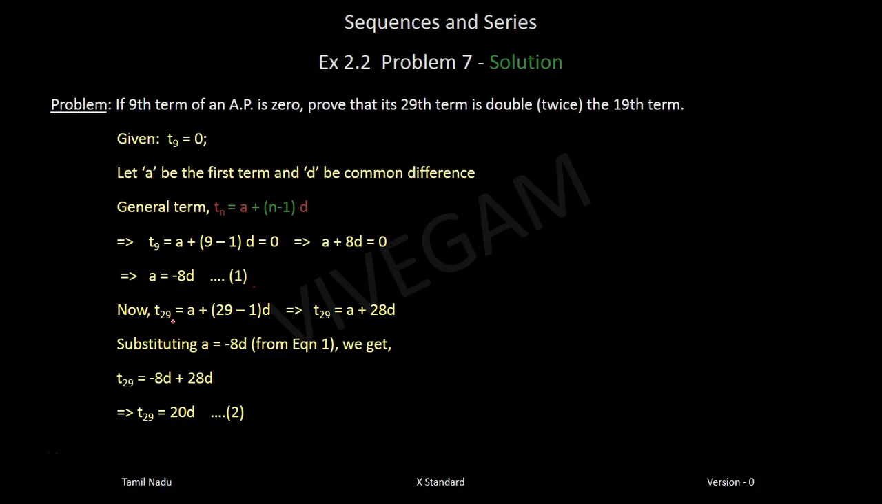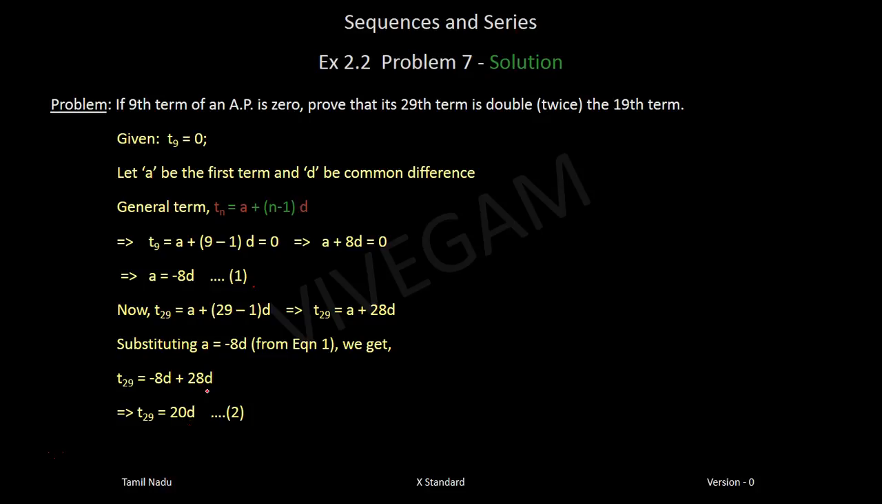Now calculate T29. As per the formula, A plus n minus 1 into D, with n equal to 29, so 29 minus 1 is 28. So T29 is A plus 28D. You got it? Now you know A is nothing but minus 8D. Substitute that here. So T29 will become minus 8D plus 28D, which is equal to 20D. This is what I told you. Now you've got T29, everything in terms of D. T29 is 20D.